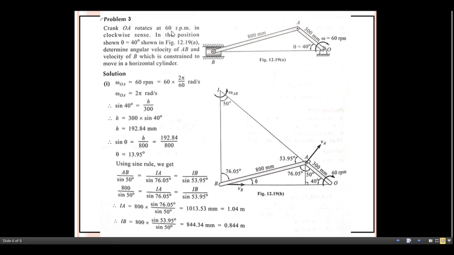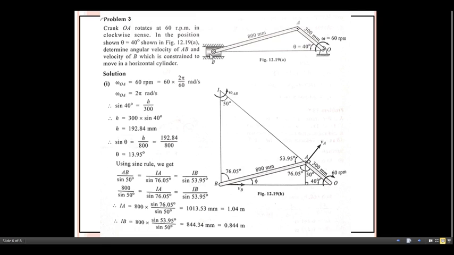Crank OA rotates at 60 rpm in the clockwise sense. In the position shown, theta equals 40 degrees. Just focus here, the value of theta is given as 40 degrees. Then determine the angular velocity of link AB, this is the link AB, and the velocity of B, which is constrained to move in a horizontal cylinder.